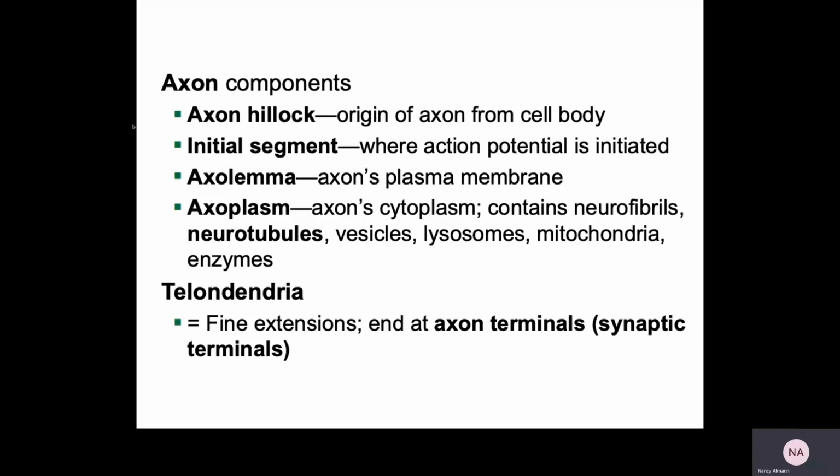Remember how we talked about sarcolemma being a skeletal muscle cell's plasma membrane? There you go, axolemma. Axoplasm, you betcha, it's going to be the cytoplasm that is found within the axon. Telodendria are the branches that end at the synaptic terminals or the synaptic end bulbs or the axon terminals. Yes, you need to know the multiple names for those.